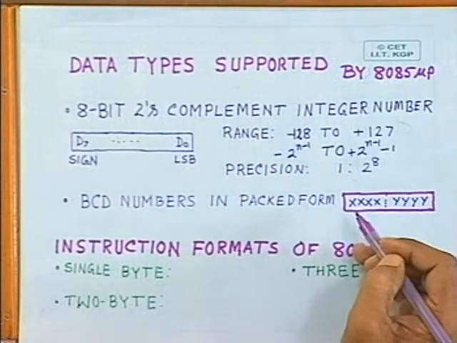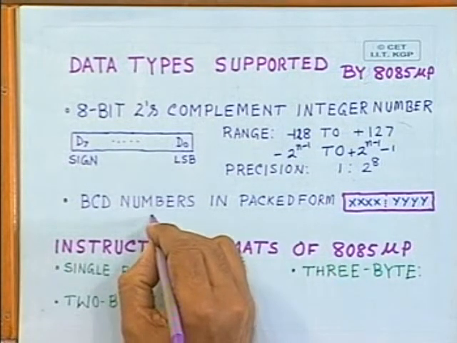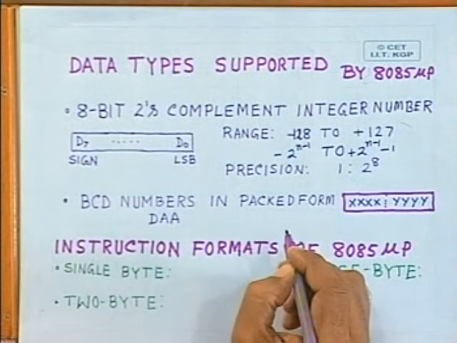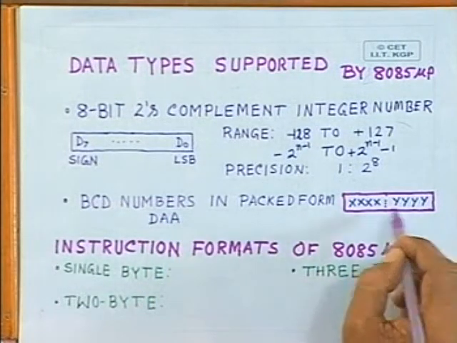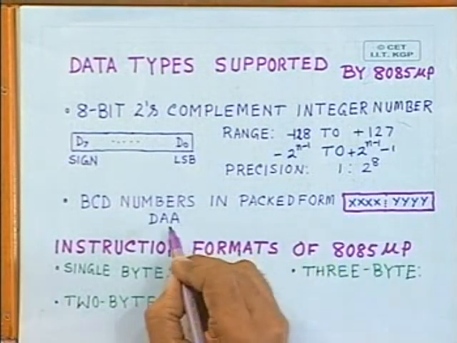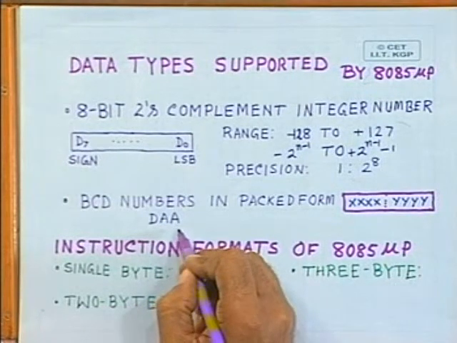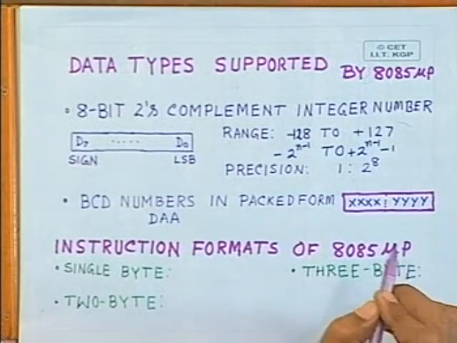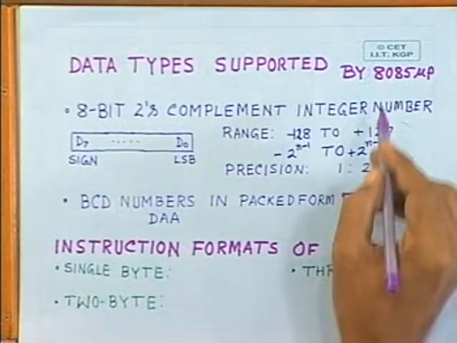result can be again converted to BCD form by using a special instruction known as DAA, decimal adjust accumulator. So this decimal adjust accumulator is used to convert the binary data to BCD form stored in this packed form. Later on, we shall discuss in more details about this special instruction DAA, decimal adjust accumulator. So these are the two types of data supported by 8085.